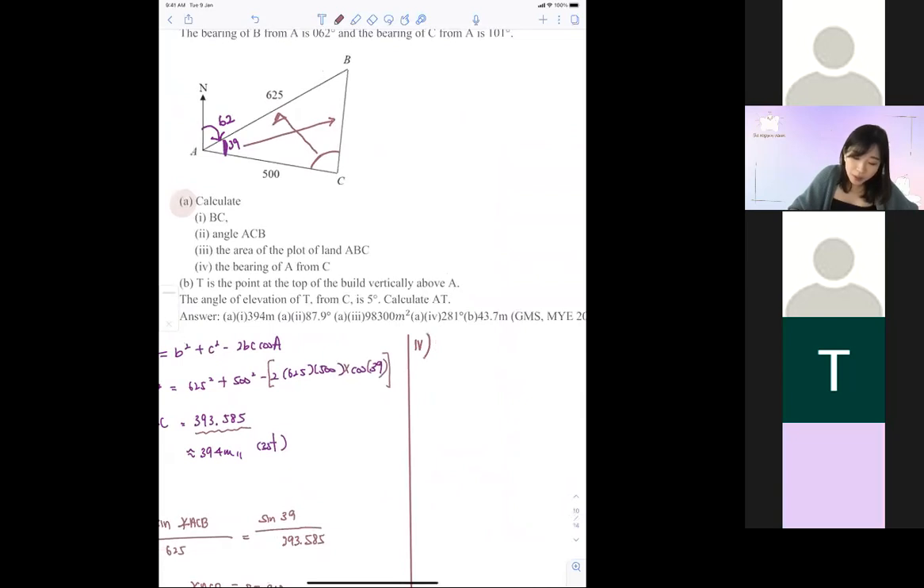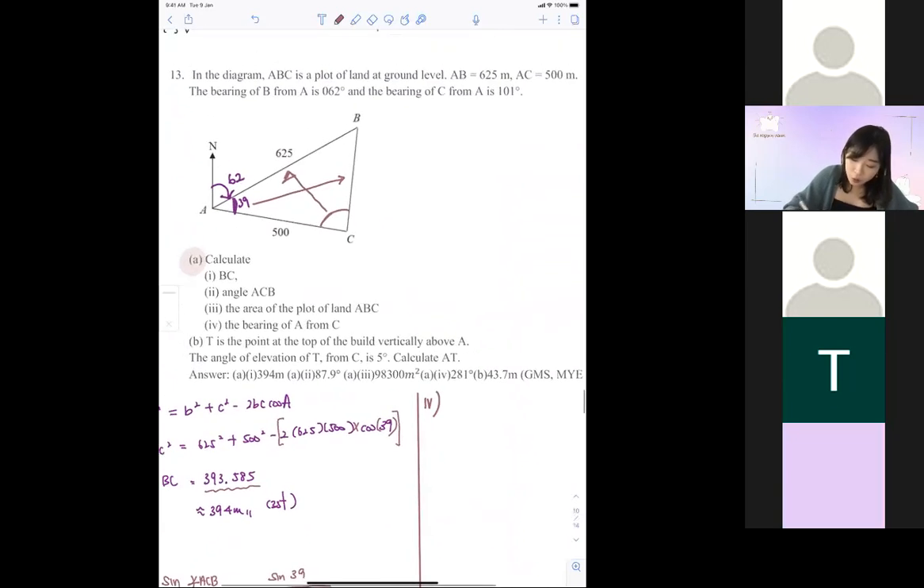I want to find the bearing of A from C. So from C means you must draw your own north. If they don't provide, then no choice, you draw your own one. I erase this one first. Just draw a nicer one. Then the bearing of A from C: from C all the way to the line AC. The line AC is here, must go clockwise. Like that.